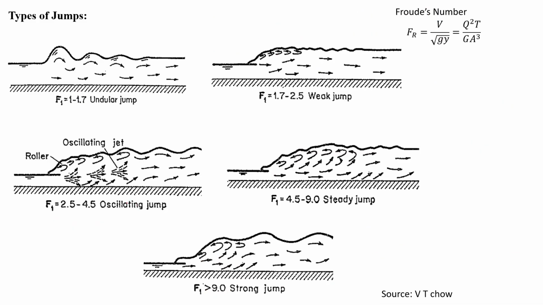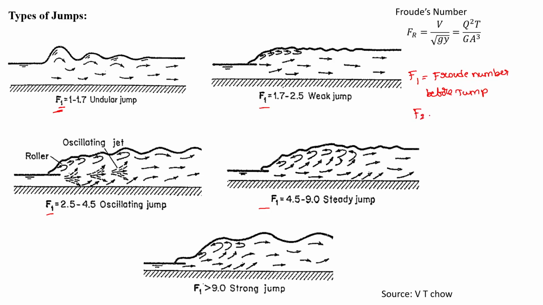Let's see what the types of jumps are, based on the Froude number before the jump. Here F1 denotes the Froude number before the jump, so we will follow the same notation. Froude number before jump.